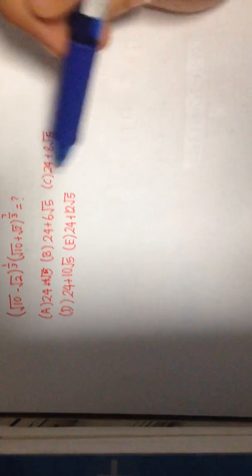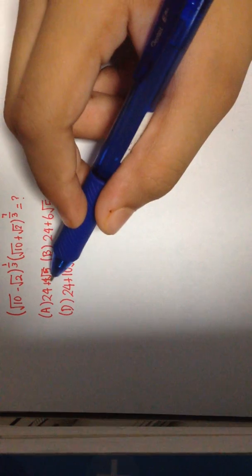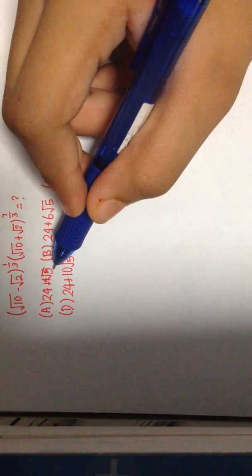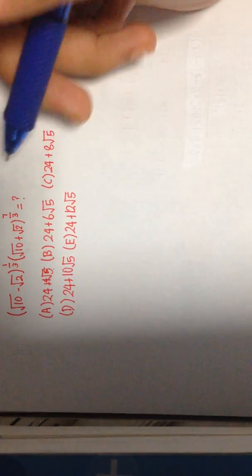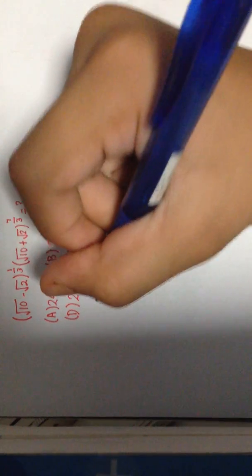Now, the common thing with all these numbers is they have the number 24 and root 5. However, they have different coefficients. When it says 4 root 5, it actually means 4 times root 5. So how do we go about this question? Now, let me show you one simple formula that you must know.